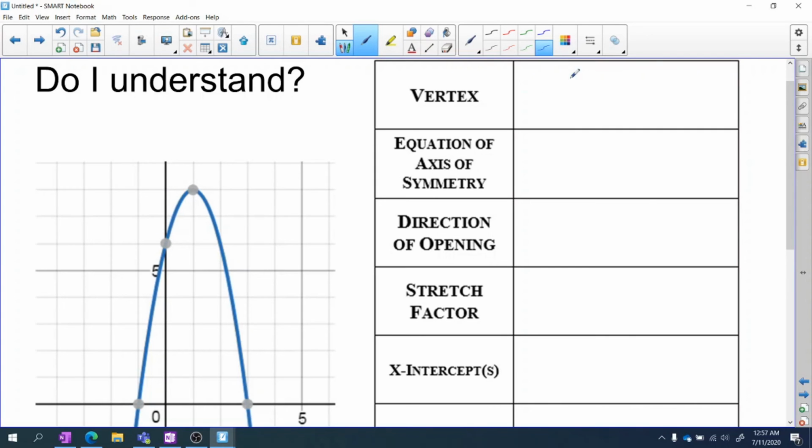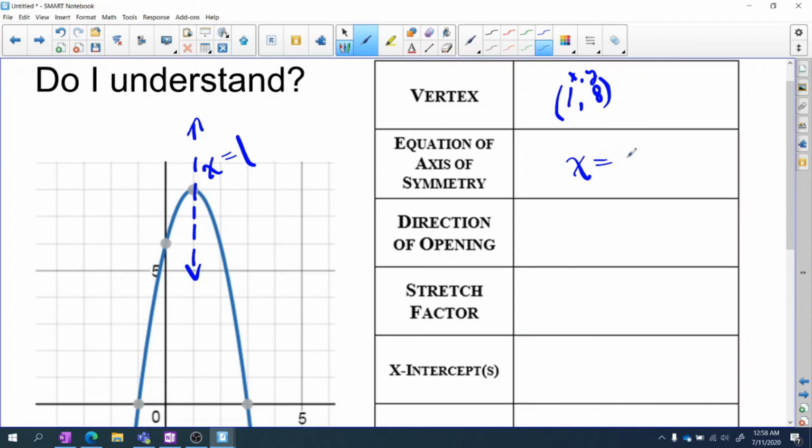1, 8. There's your vertex. Always your x first, and then your y second. Remember the axis of symmetry. That's that vertical line that cuts your parabola down through the vertex. And it's always x equals, and it always is the x coordinate of your vertex. So in this case, if you just write 1 here, as I told you, I am not going to give you full value for that.